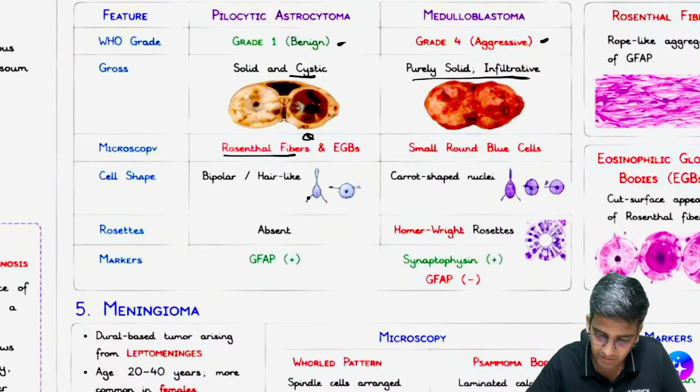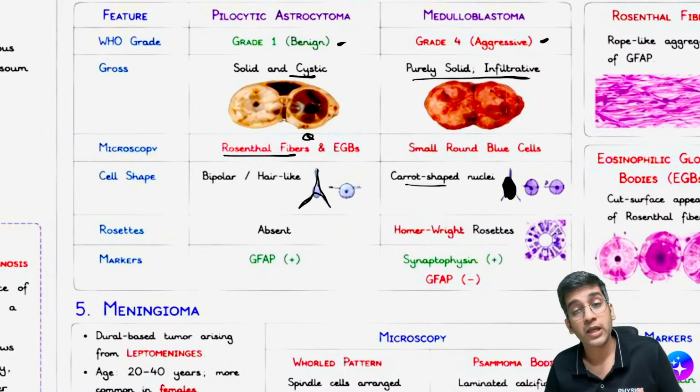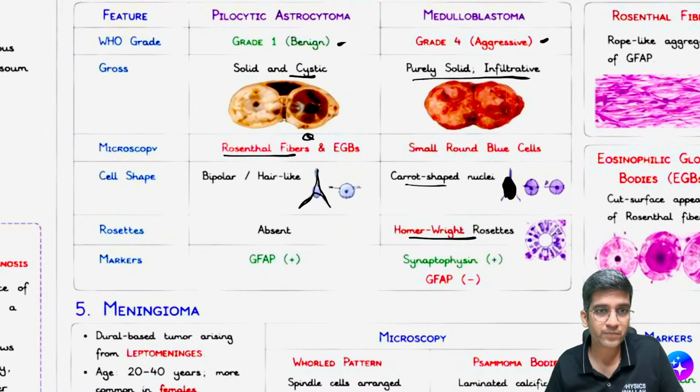And you have cells which can have extension like this, a bipolar cell. And here you'll have an elongated cell. It's a medulloblastoma, right? Rather than small round blue cells, I'll have an elongated cell which has carrot-shaped nuclei. Medulloblastoma can have Homer Wright rosettes. Rosettes are not there in pilocytic astrocytoma. This is a glial tumor, so GFAP positive. Neuronal tumor, so synaptophysin positive.